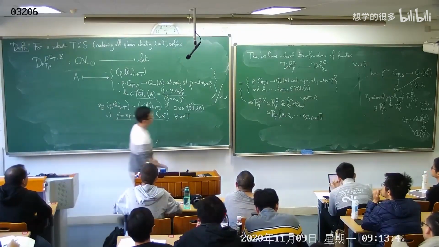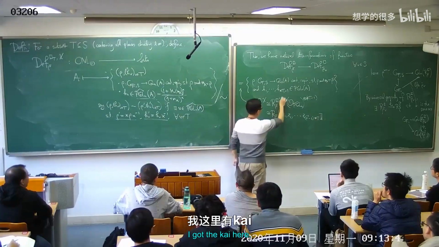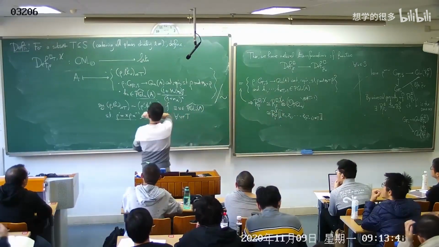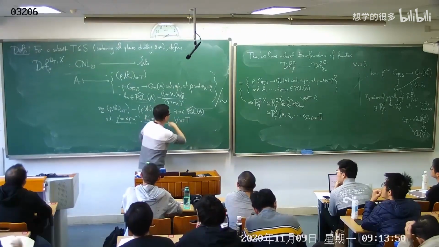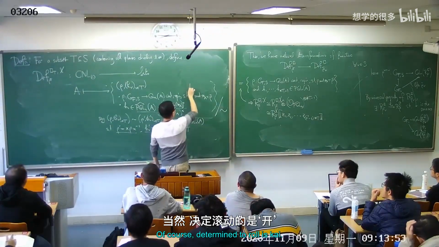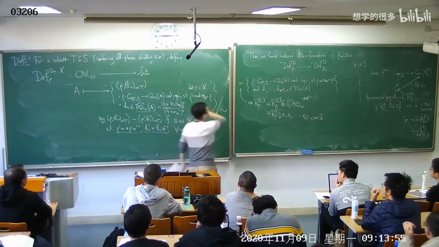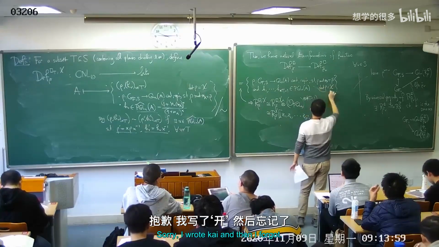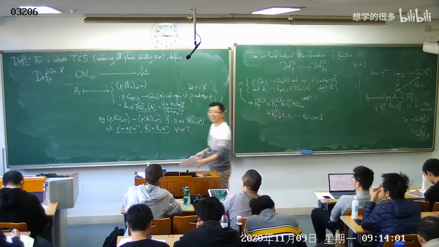Oh yeah, chi, sorry. Thank you. Got the chi here. Oh, chi. Sorry. I forgot the chi. Very good question. Sorry. Of course, the determinant of rho is chi. My bad. Sorry, I wrote chi and then I forgot.